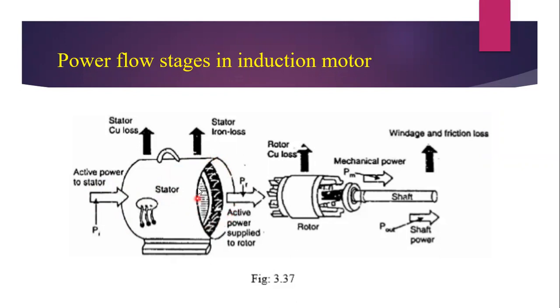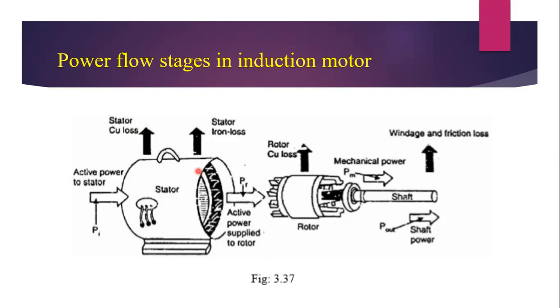The stator has a core and also a winding. Because of that winding, losses take place, called stator copper losses, and some iron loss also takes place in the stator core of this induction motor, same as in a transformer.